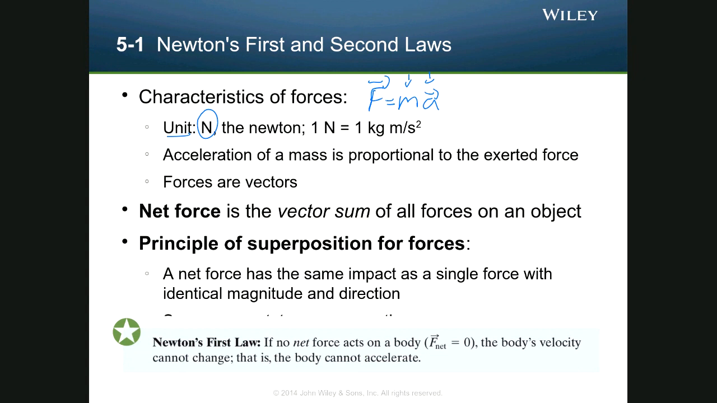As we pointed out, forces are vectors. And the net force is the vector sum of all forces on an object. So we can write F net is equal to the sum of the individual forces. Now, one way to think about that is to think about me right now. The net force on me is 0. How can we tell this? How can I conclude that reasonably?